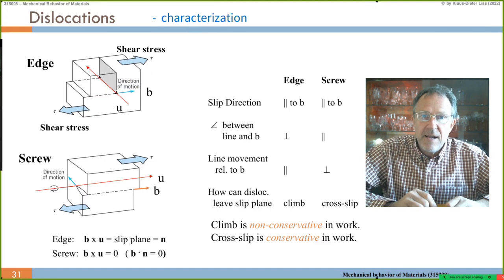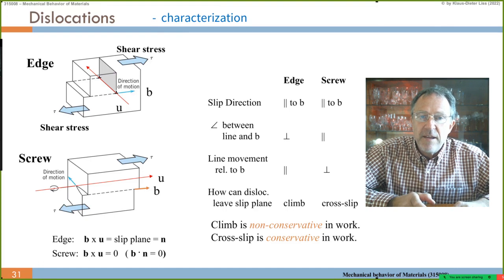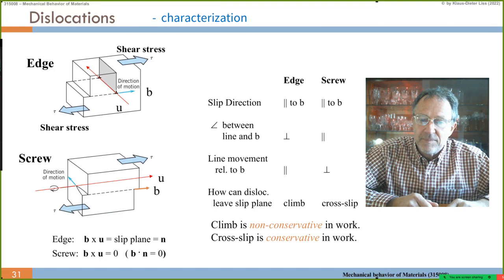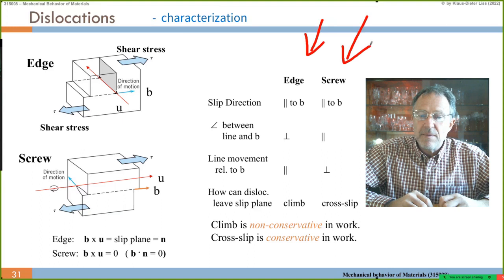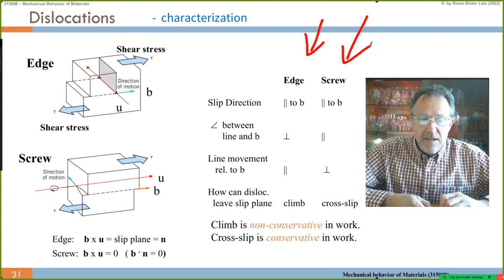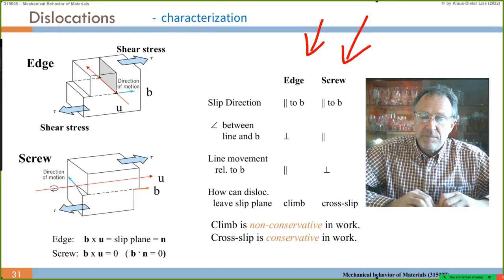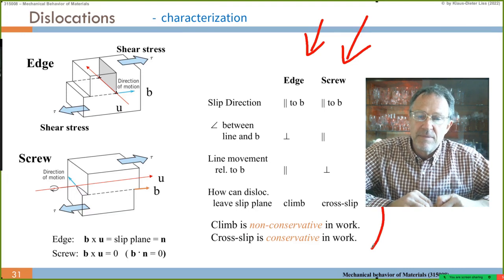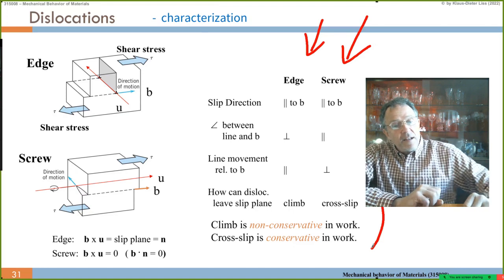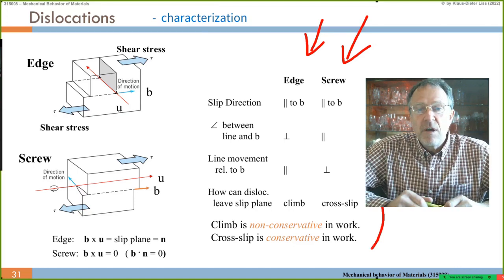So I stay with this slide because I want you to digest this slide. This slide is very important, which you should know by heart or have it on your formula sheet. Particularly these correlations between slip direction, slip dislocation line, the slip plane normal, line movement, and how to leave the slip plane by climb or cross slip. So this slide resumes everything, but we talk through it more in detail.